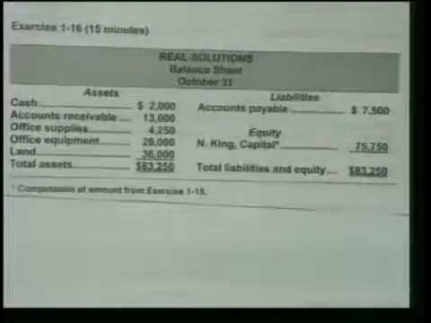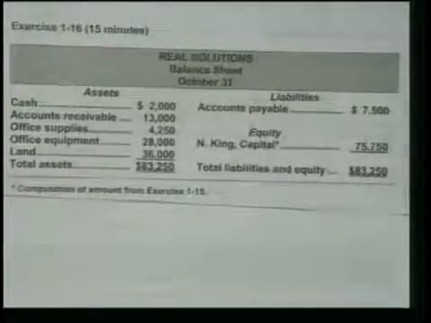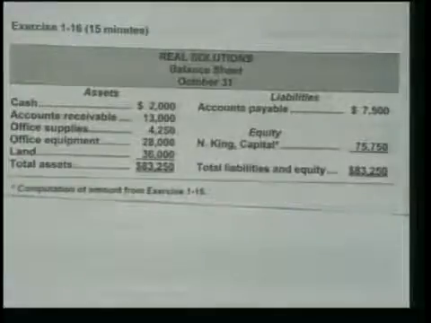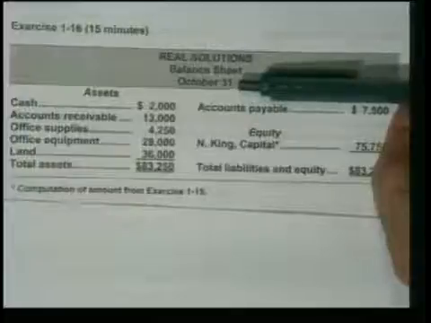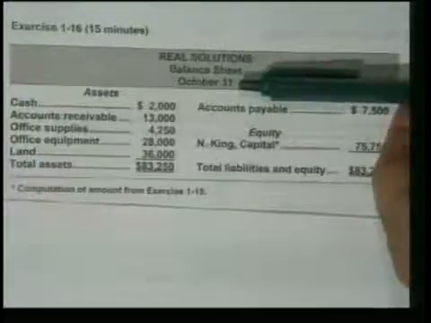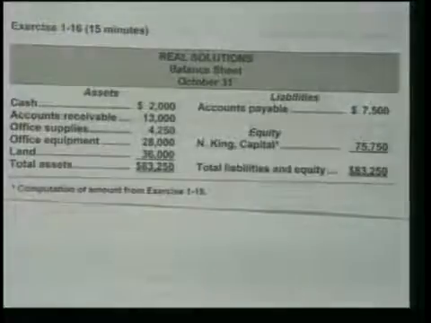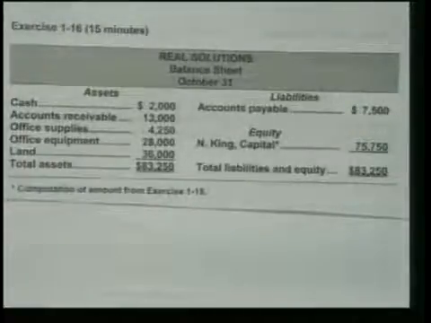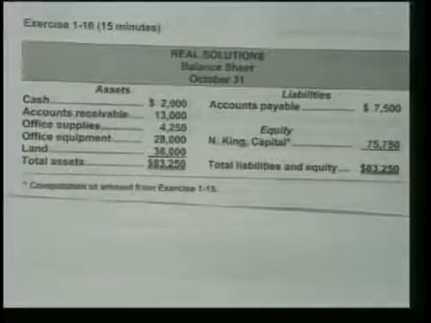Is it prepared in proper form or good form? Yes. The name of the company, the name of the statement, and it's dated properly. Now this one is dated, you could either say as of October 31st or just October 31st. But do not say for the month ending October 31st. A balance sheet is a snapshot in time, correct? So we want to make sure that it's dated correctly to reflect that.